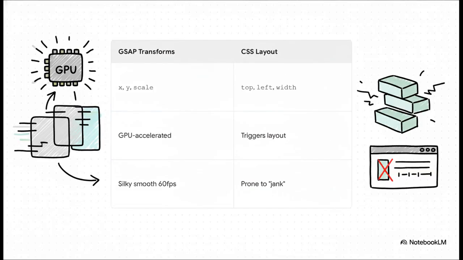So you might be thinking, why not just use CSS for this? And honestly, it all comes down to performance. GSAP is absolutely obsessed with speed. It uses properties like X and Y, which tap directly into your computer's GPU, giving you silky smooth animations. On the other hand, traditional CSS properties like top and left can force the browser to constantly recalculate the page layout, and that's what leads to that awful stutter or jank we've all seen.